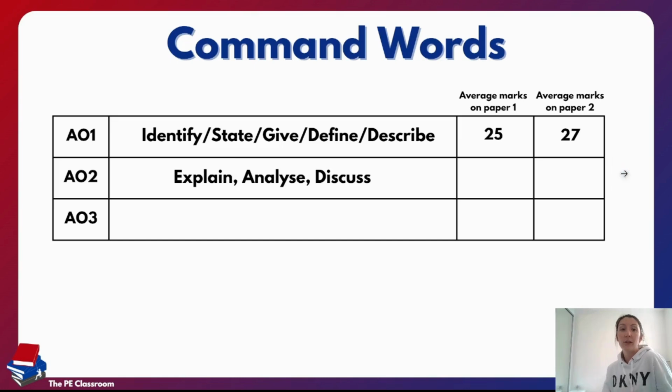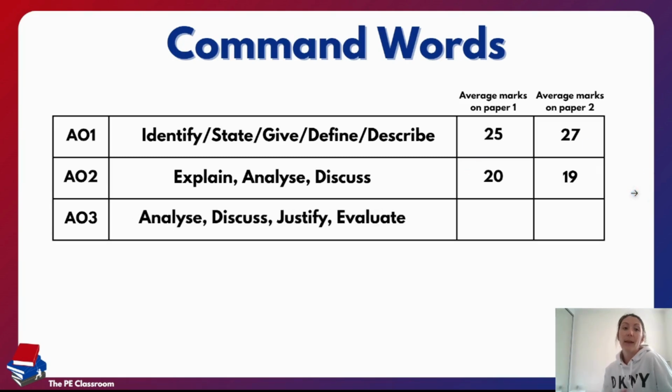AO2 questions then, looking for that explain, analyse or discuss command word. So again, if you see any of them, you know that you might need to provide a little bit more information or link it to a sport, or link it to a sport scenario or give a sporting example. Again, on average for paper 1 there are 20 marks, and on paper 2 there are 19 marks up for grabs for AO2 questions.